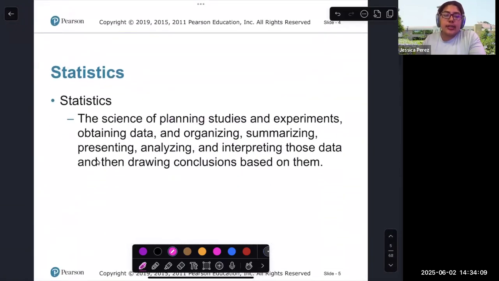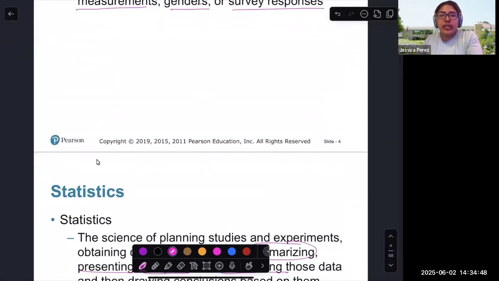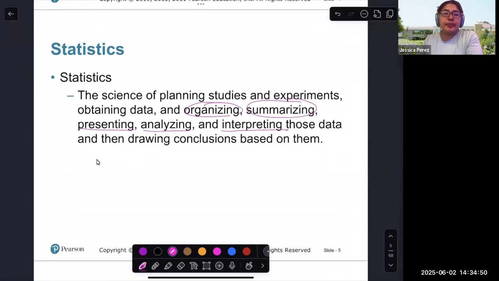Statistics. Now, statistics is the science of planning. So one thing is data. Now, what do we do with the data? We collect statistics, which is the science of planning studies and experiments, obtaining data, organizing, summarizing, presenting, analyzing, and interpreting those data, then drawing conclusions based on them. So basically, we take the data, we organize the data, summarize the data, present the data, analyze and interpret, and then base a conclusion on all that. So two different things. We have data, which is a collection of observations, and we have statistics. What do we do with them?